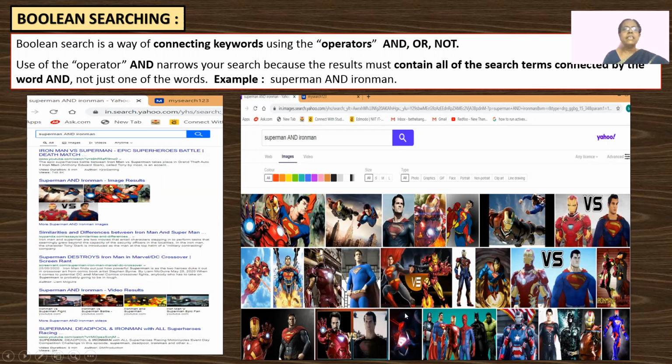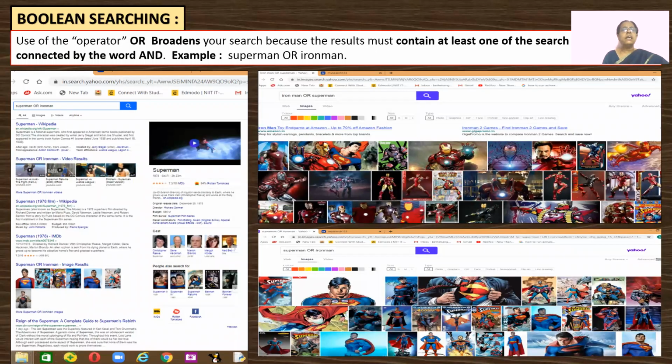When I use the word or, what happens? It broadens your search and gives you results containing at least any one of the things you're looking at. You can get either Superman's information or Iron Man's information. So here I said Superman or Iron Man, and here it gives me information about Superman alone, and who the actors of the Superman characters are. Then I said Iron Man or Superman. Then I get all information about Iron Man. Of course, I got one or two on Superman, but otherwise everything is Iron Man.